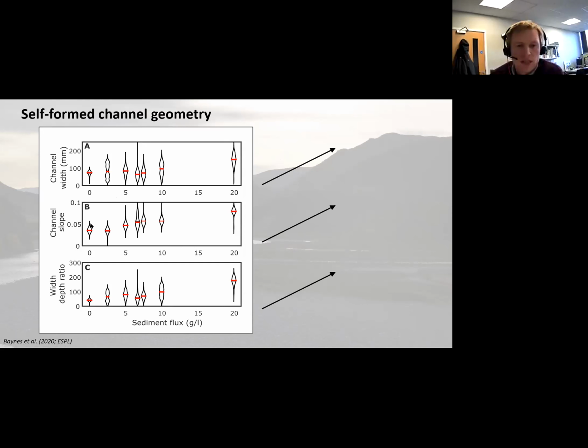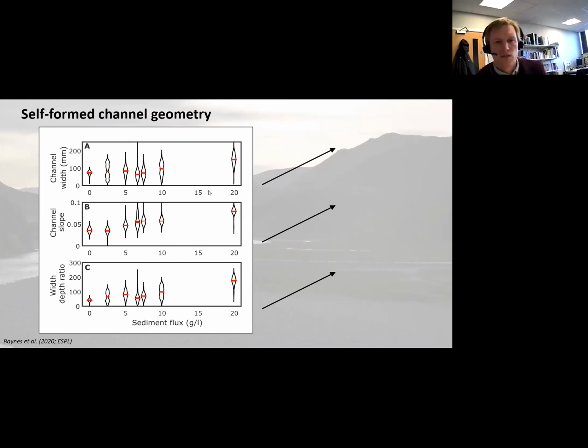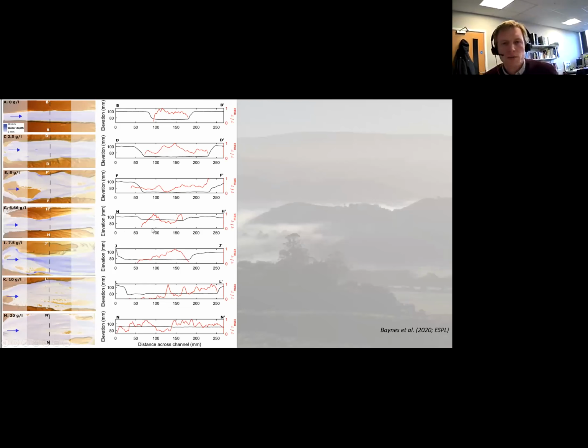What's also interesting here is the relatively narrow ranges of width and slope and width-depth ratio we have for the example where we have no sediment supply. Relatively constant once it's formed its width and its slope, and then increasing ranges as we increase the sediment supply. So what we have for you here now on the left is the examples of the DEMs at the end of each of these experiments, at the end of the 4 hours, so the channels had a chance to adjust to those conditions.